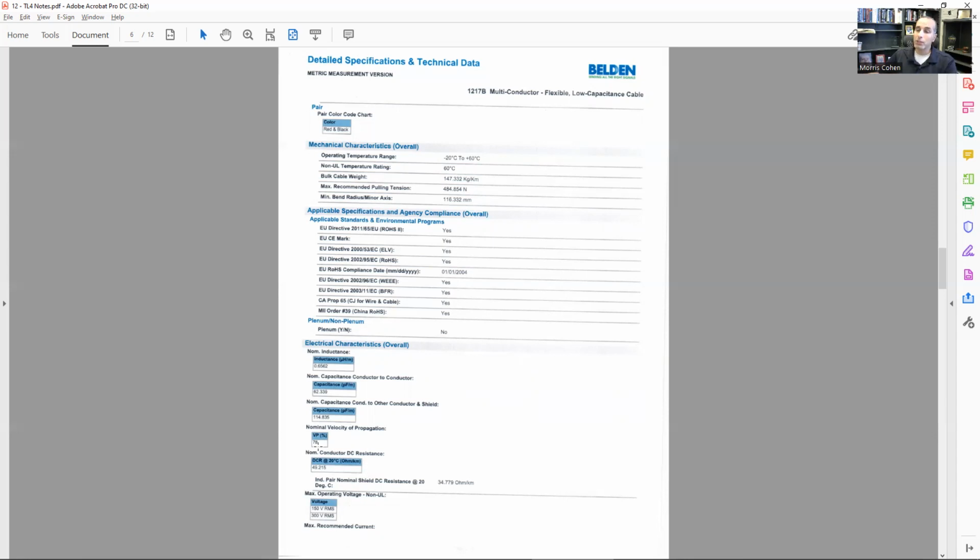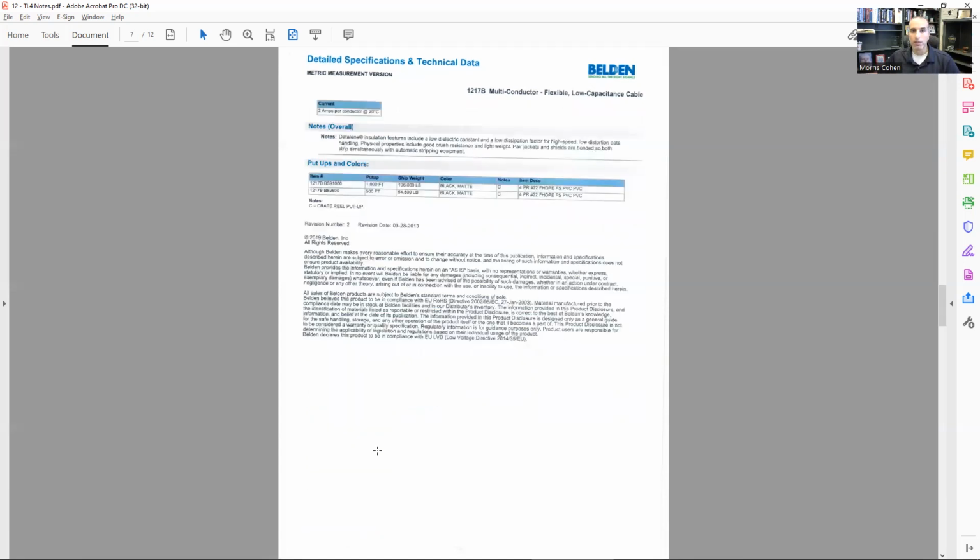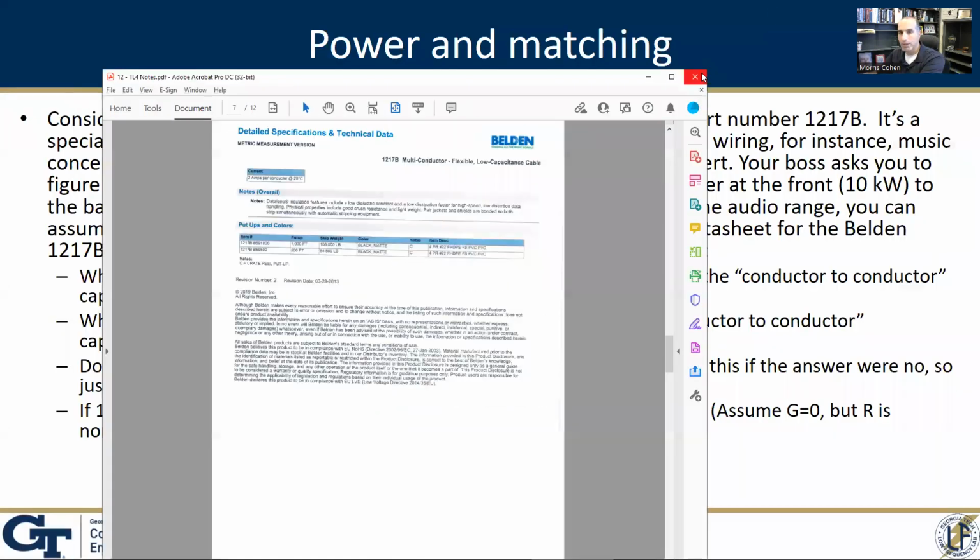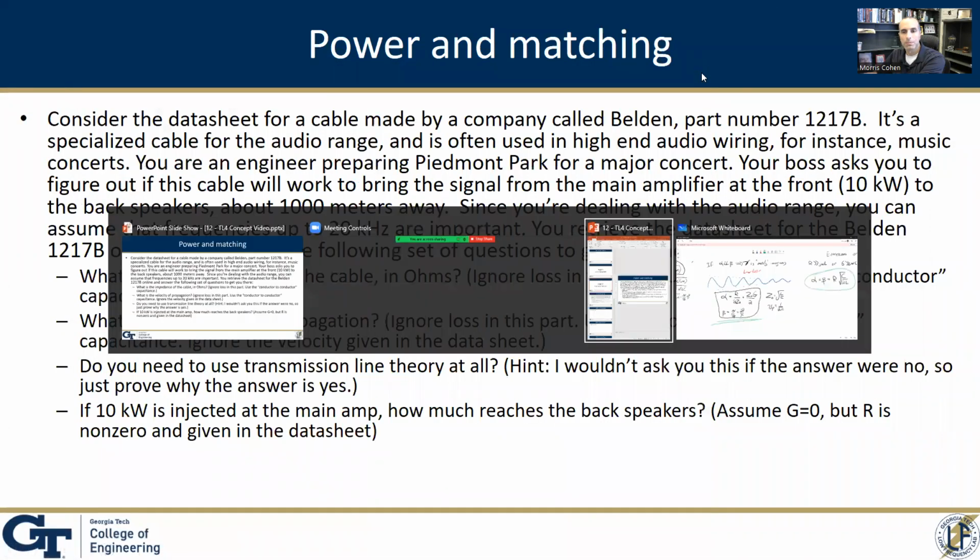Now, not shown here is G. Very often in these cables, R is what dominates and G does not. So G isn't even listed here because it's too small to matter. So G in this case, we're going to take to be 0. There's some other information in later pages here, but those are the values. Let's write this down and actually work through the problem.